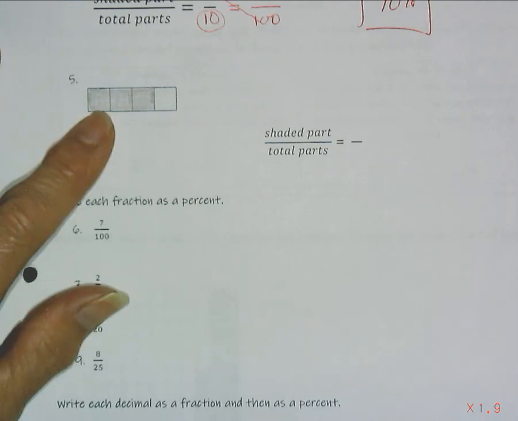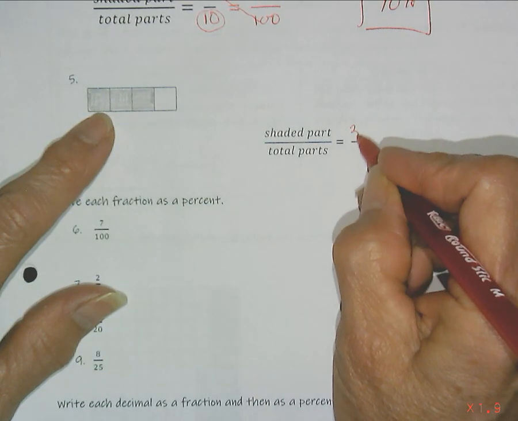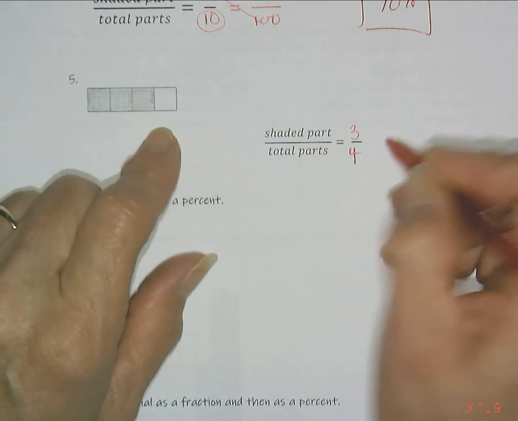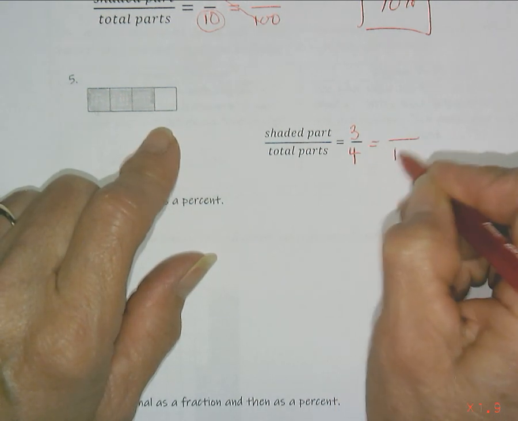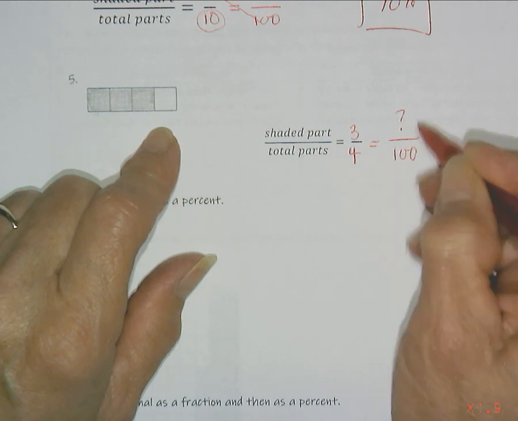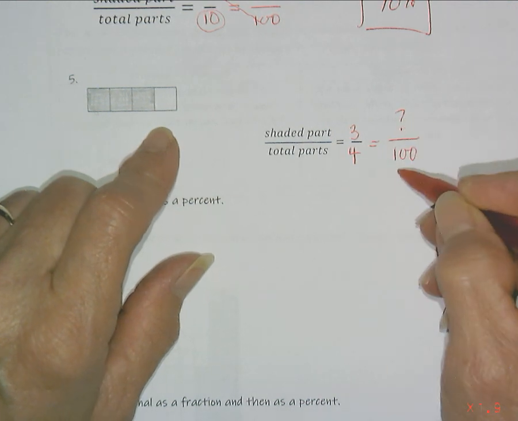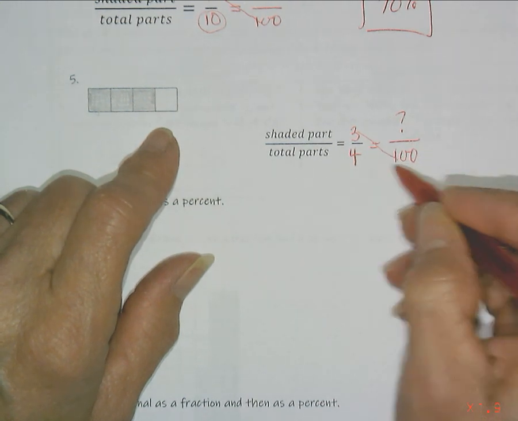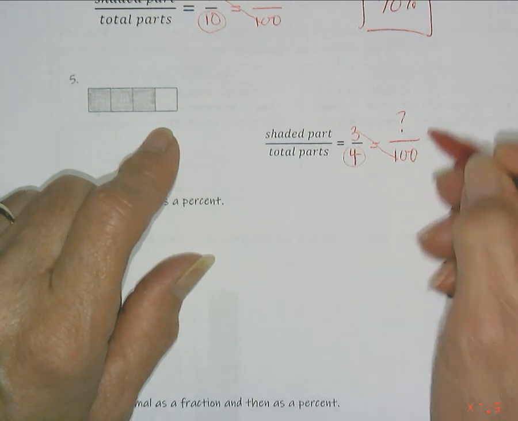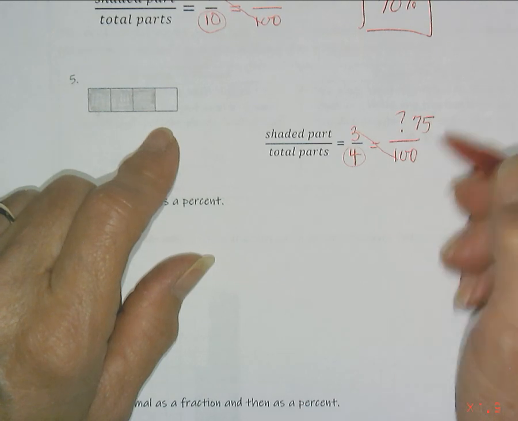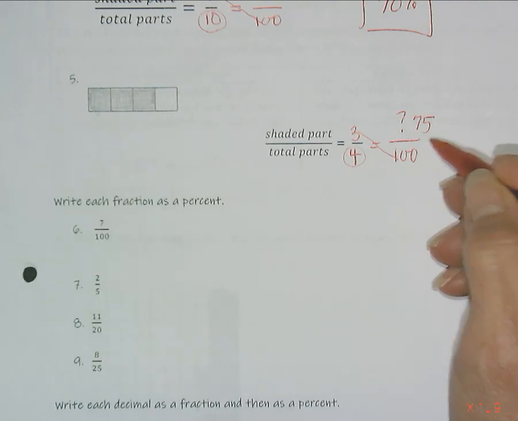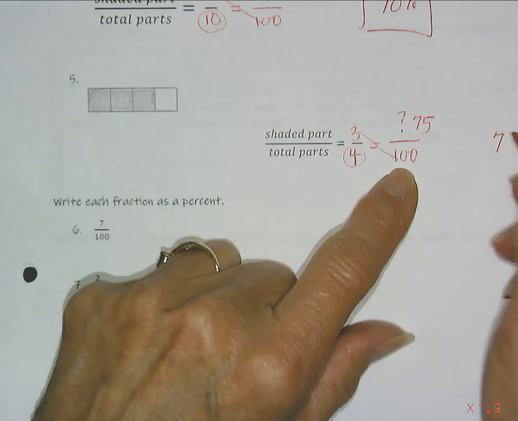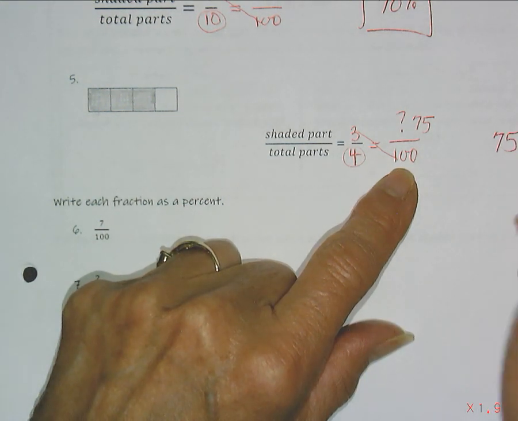All right. So the shaded part is 3 out of 4. Everybody got that right? We're changing this to try to figure out how many parts that is out of 100. Cross diagonally and multiply, that gives you 300. Divide that by 4, and that gives you 75. So we have 75 parts out of 100, which means 75%.